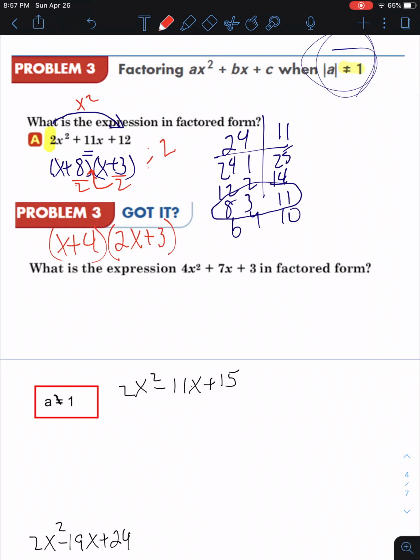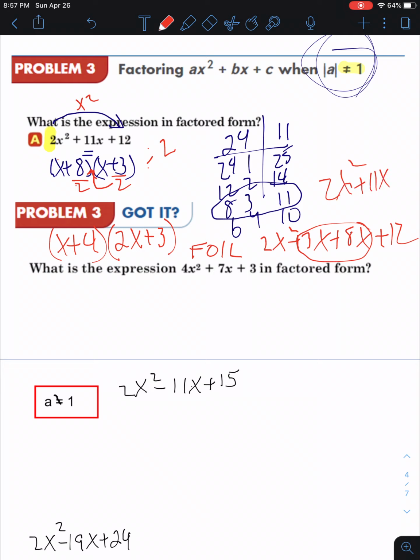Now, if you FOIL this to check it, you would get 2x squared from the product of the firsts. Then you would get plus 3x for the outsides, and the insides would give you plus 8x. There's your 3 and your 8. And then the lasts would give you plus 12. These together give me 2x squared plus 11x plus 12, and that's what we started with. So it checks, and therefore this is my factored form.